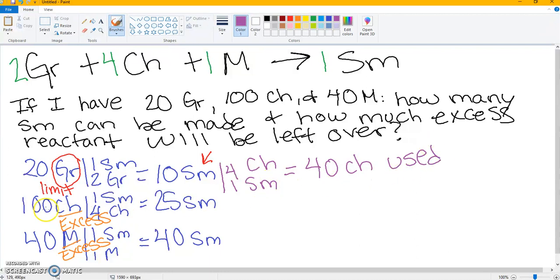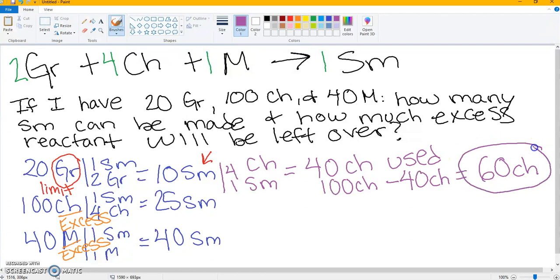I started off with 100 chocolates, so I'm going to do 100 chocolates, my initial, minus my used, 40 chocolates, and I know that I have 60 chocolates left over. This is how much remains. This is how much chocolate I have left over. Whereas if I did the same thing with my marshmallows, I can start off with 10 s'mores.